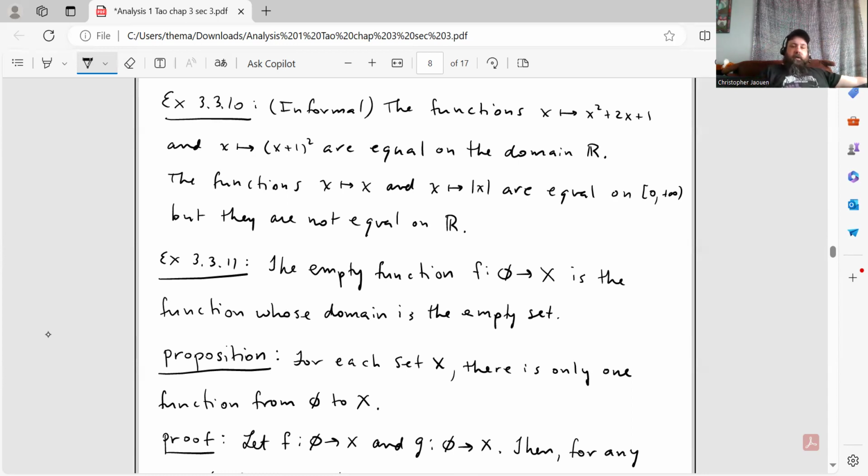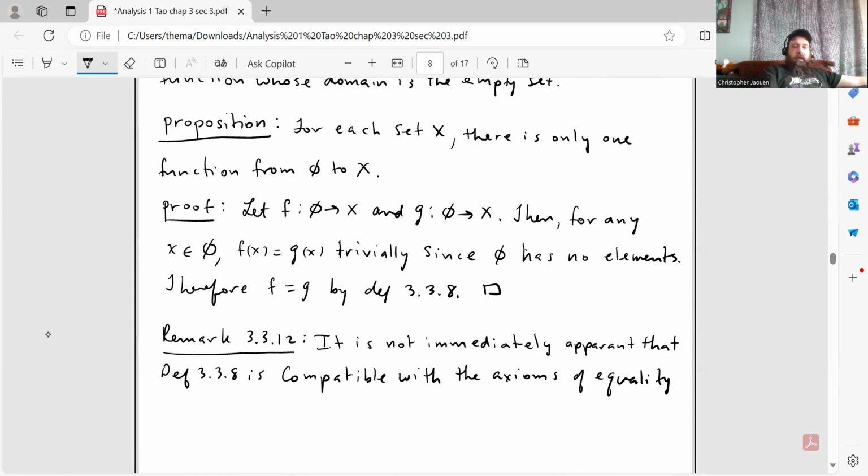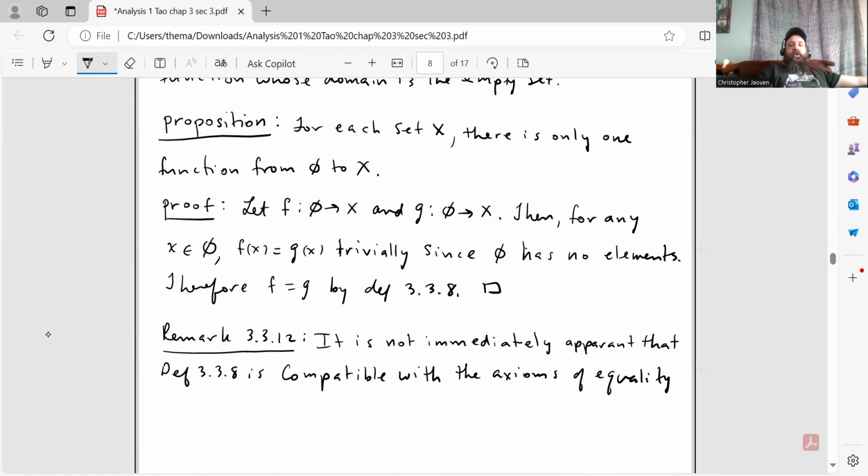Okay, here's another example. The empty function f from the empty set to X is the function whose domain is the empty set. Now I said the function because he says here in a note after the example, for each set X, there is only one function from the empty set to X, and he asks us why, so I'm going to prove it here. Let f be a function from the empty set to X and g a function from the empty set to X. Then for any x in the empty set, f of x equals g of x trivially, since the empty set obviously has no elements by definition. Therefore, f equals g by definition 3.3.8.